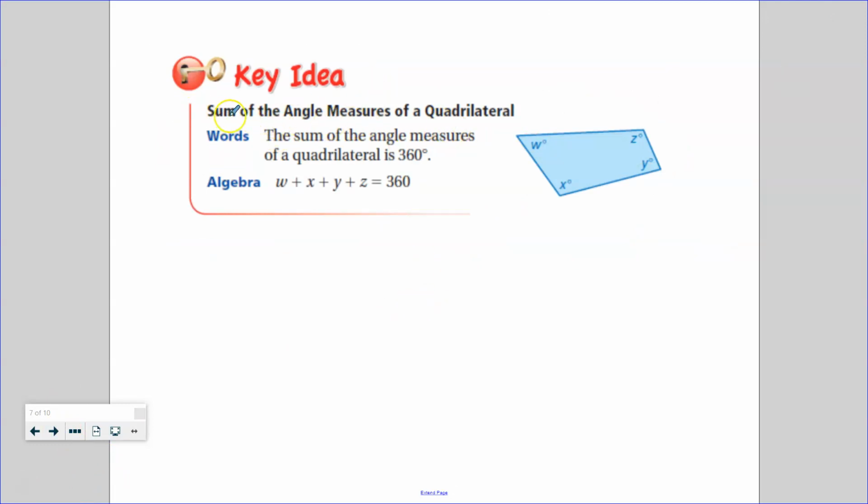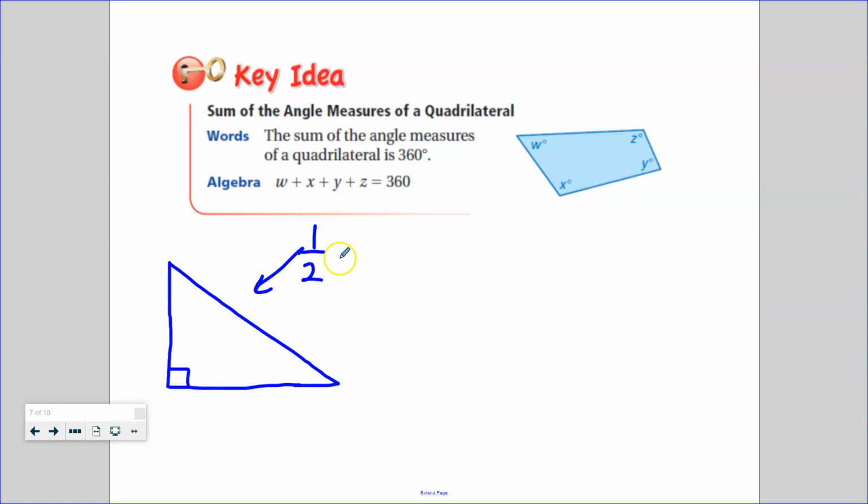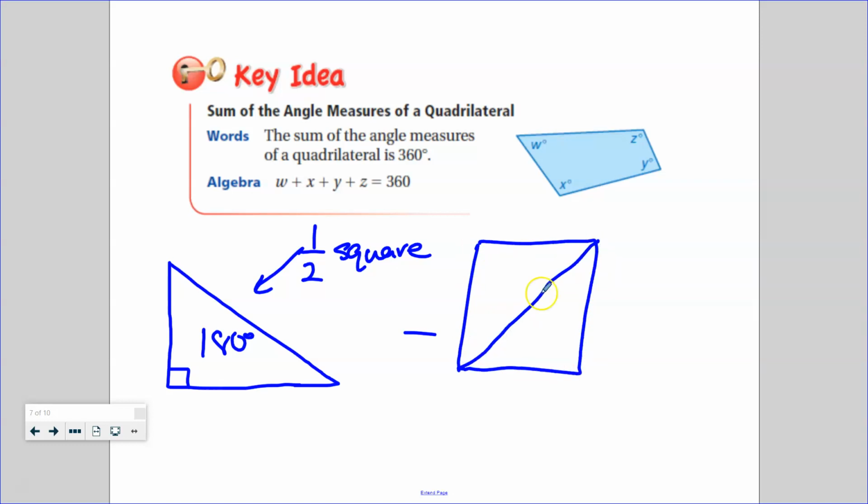Now we're going to look at the idea of measurements, angle measures in quadrilaterals. So just like a triangle, right? If we had a 90-degree angle, right, these would have to be 45, 45, right? Because this is half of a square, right? So half of a square, half a quadrilateral, and all these angles equal 180 degrees. Well, if you take the other half of the triangle, right, flip it over, and you have a full square, right? We have 180 here, and you have 180 here, so those together equal 360 degrees.